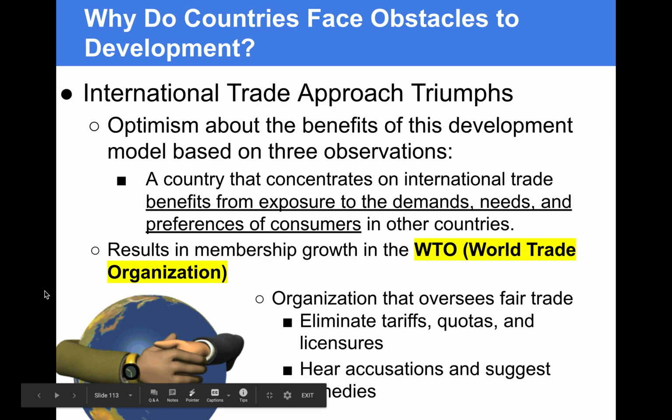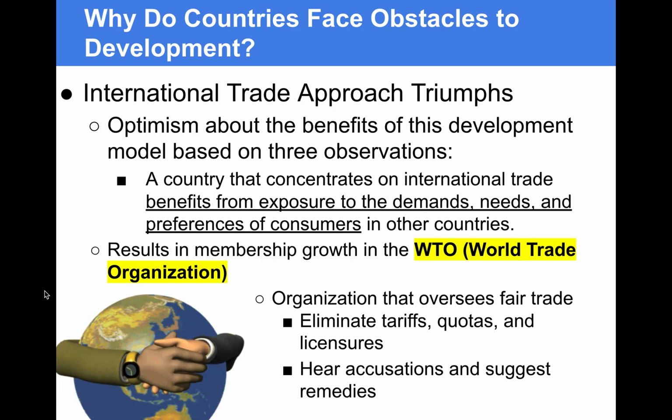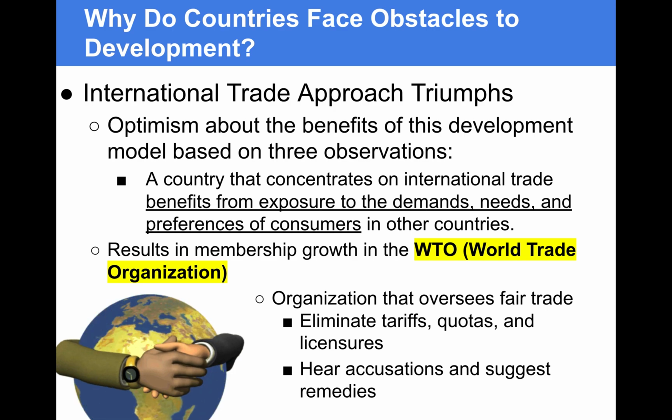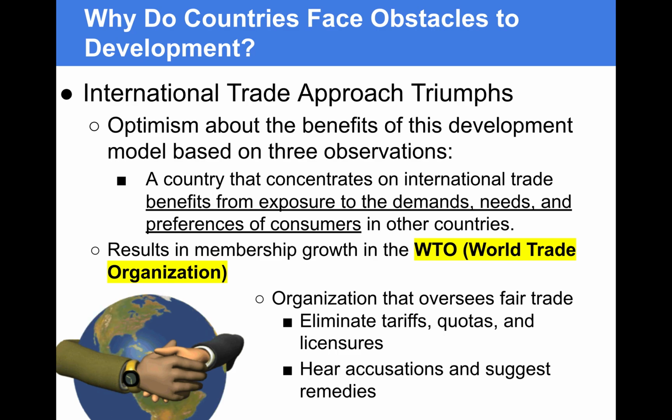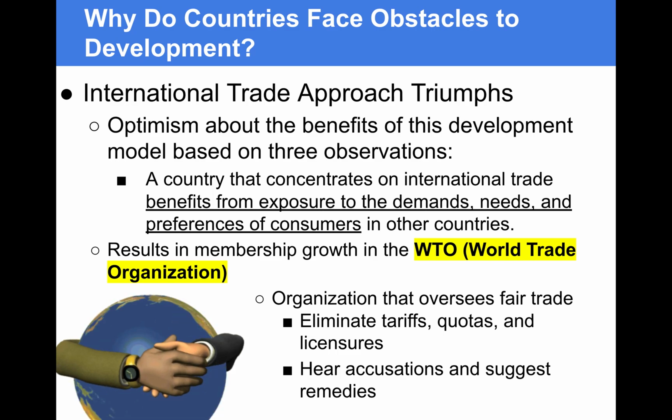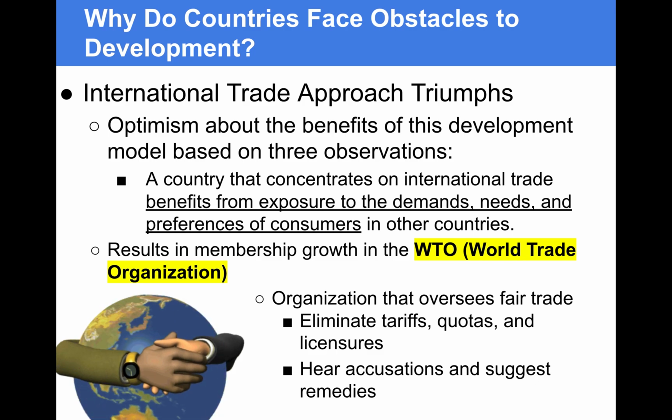It's also increased international trade competition. So a country that concentrates in international trade benefits from the exposure to the demands, needs, and preferences of consumers, and it remains competitive. So it will quickly evolve to meet the demands, needs, and preferences of more developed countries.